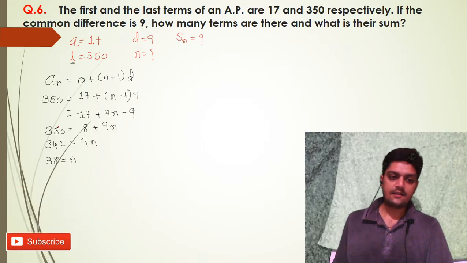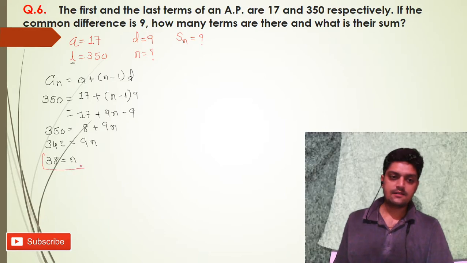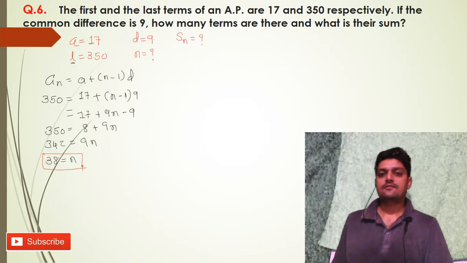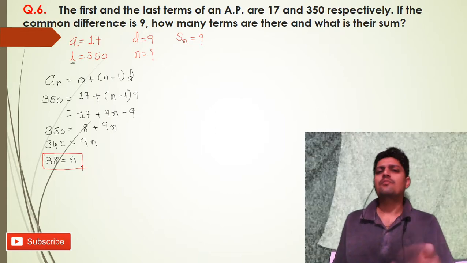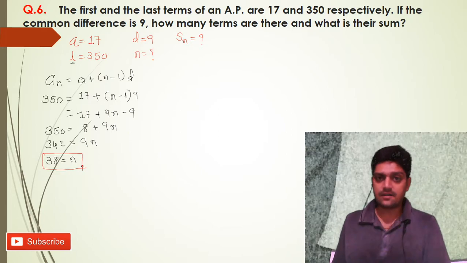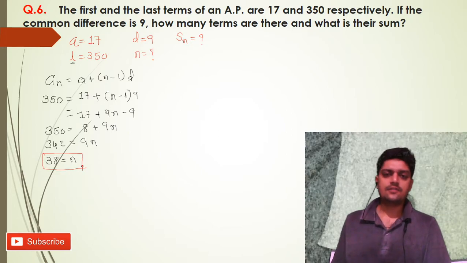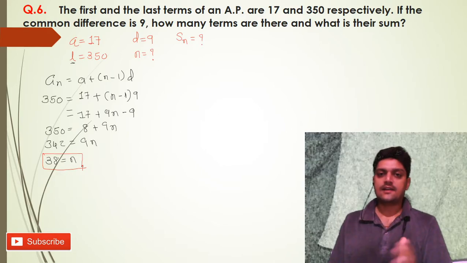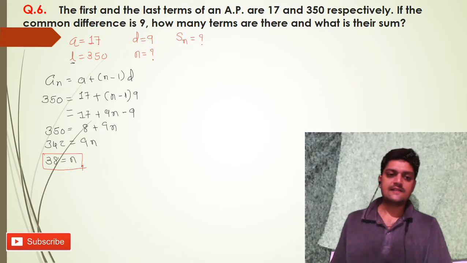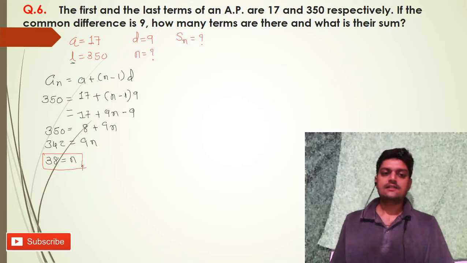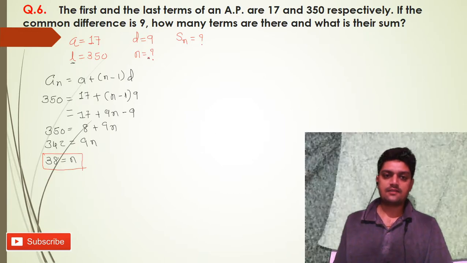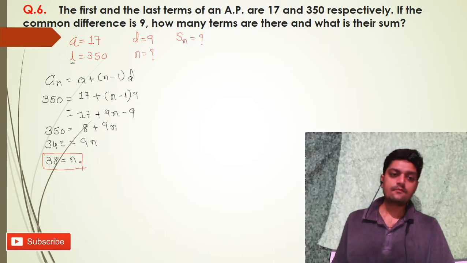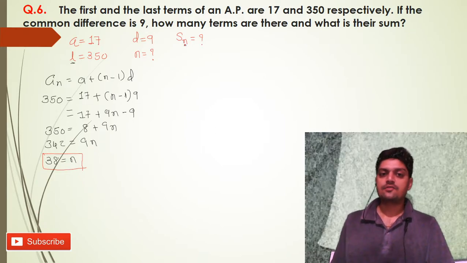So we should actually highlight this answer. Let me highlight it, because this is your first answer. You should always highlight your answer some way. You can do a box, otherwise underline, otherwise bold, any kind of trick you can use. But the answer should appear neat and clean directly to the paper checker. So this is 38, clearly anybody can see. This is my first answer, because here we have to find n. Now this 38 I will use to find Sn.